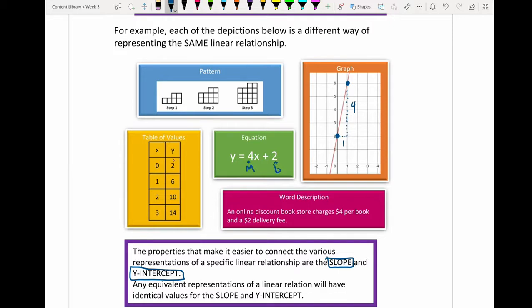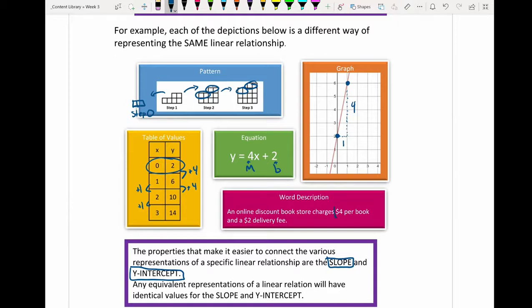We can see in the table of values our b value is that initial value, 2, and we can see that we're increasing by 4 every time we increase by 1. We can see this in the pattern as well. As we go from one step to another, we're increasing by 4. If we were to go back a step and take away 4, we'd end up with just 2 blocks, our initial value.